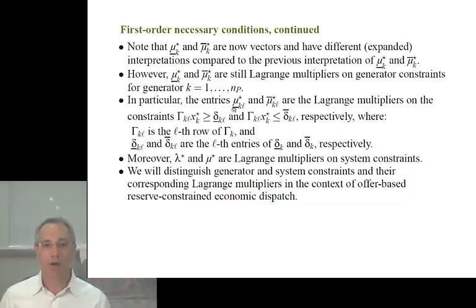In particular, mu underline KL star and mu overline KL star are the Lagrange multipliers on the constraints gamma KL x K star is greater than or equal to gamma underline KL, and similarly for the less than or equal to constraint, where gamma KL is the lth row of gamma K. So gamma K is a matrix associated with generator K, its lth row is gamma KL. And similarly, KL on the deltas indicate the lth entries. Lambda star, mu star are Lagrange multipliers on the system constraints. We will distinguish system constraints and their Lagrange multipliers from generator constraints.